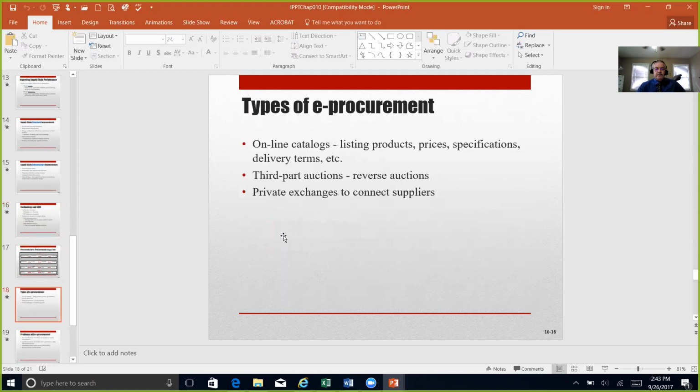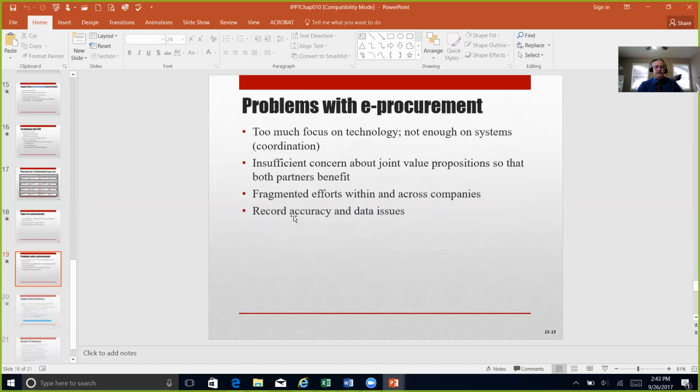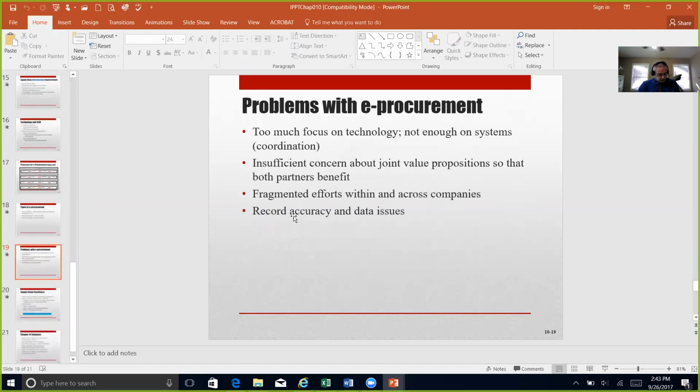Types of some of the e-procurement activities here that you see could occur on online catalogs, third-party auctions, or private exchange. So that's just a few, certainly not all inclusive. What are some of the problems with e-procurement? Technology, we're dependent upon it, and when technology breaks, what do we do? What's our backup systems associated with that?